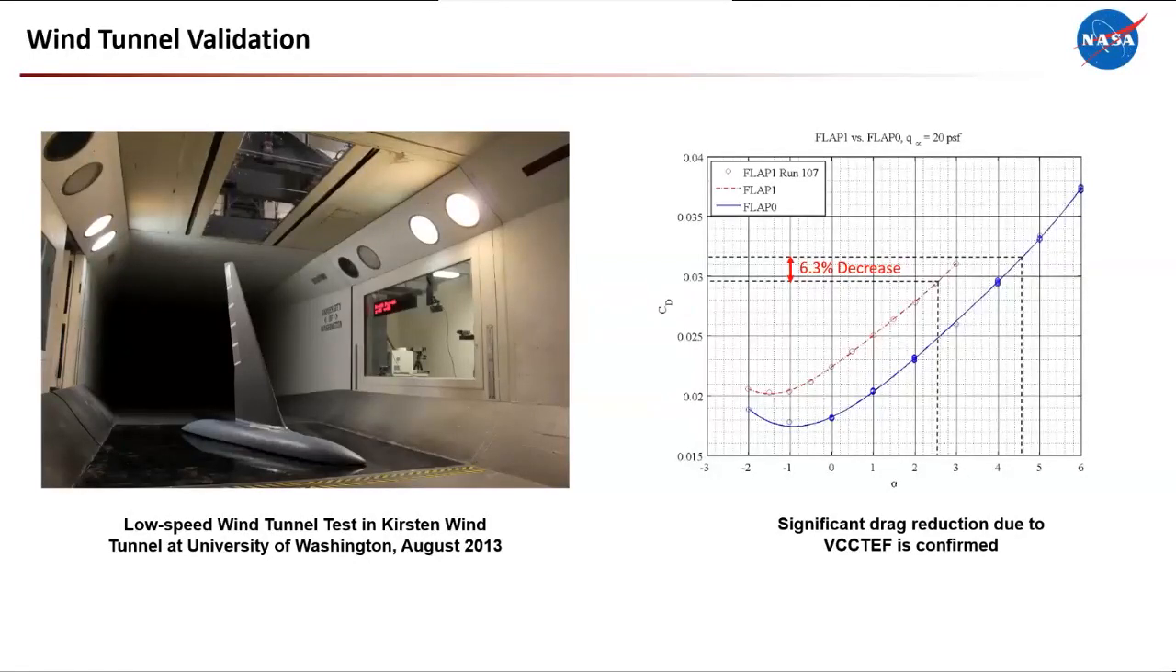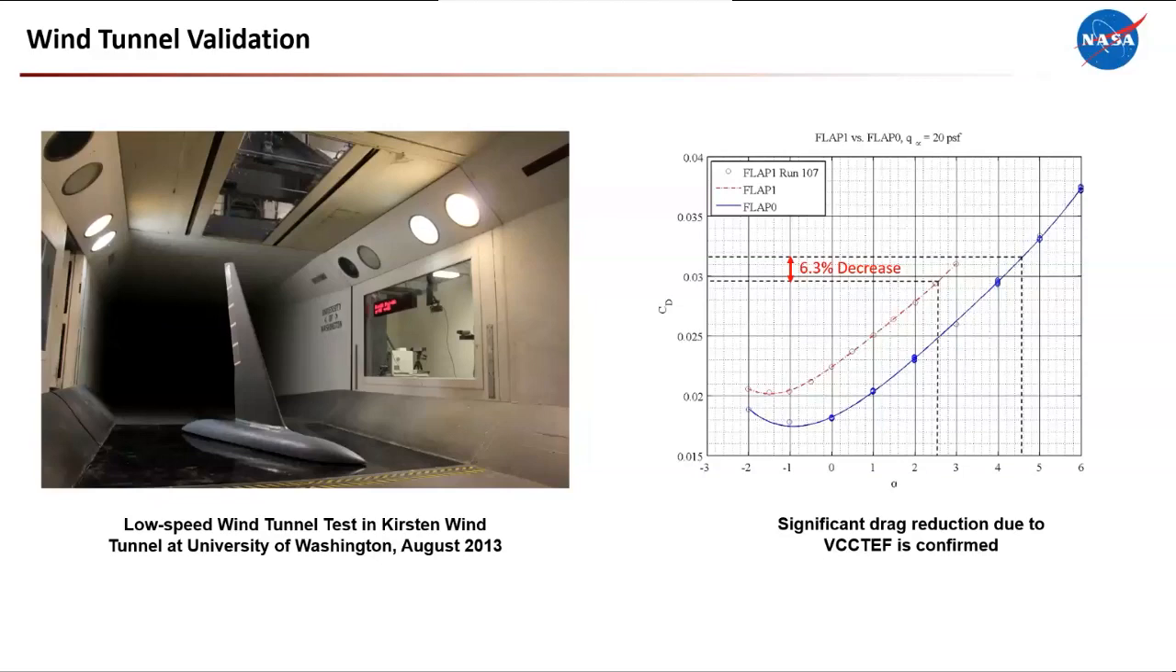Then we decided that we want to validate this technology. We want to see if it really buys us anything, whether the computational effort really pans out, whether we can see some drag reduction. That's the main goal, right? So we did the wind tunnel experiment in the Kirsten Wind Tunnel, a low speed wind tunnel at the University of Washington. We had that wind tunnel model built with the variable camber trailing edge flap system. You can see that in the background there. We ran the experiment, and we measured lift and drag and all the aerodynamic characteristics of the wing.